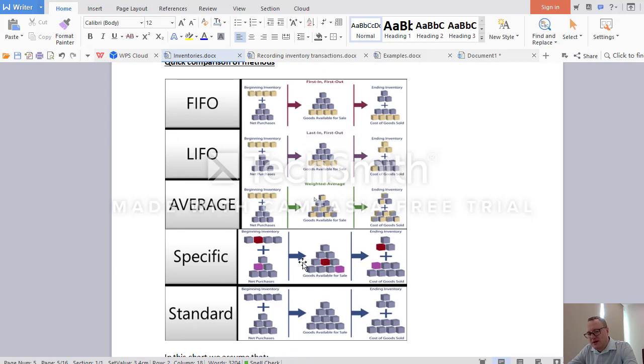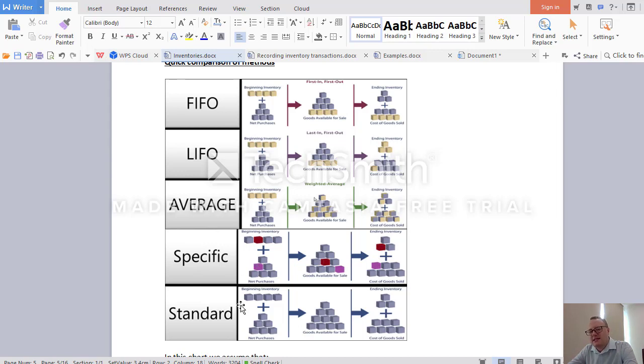With the specific method, you can see here that you identified a particular item here, then you can identify it in the pool, and later on you can identify it either in ending inventory or in COGS. So this red or pink box.